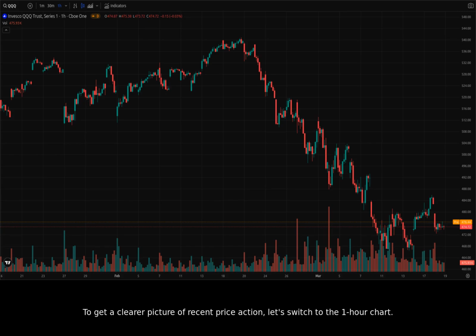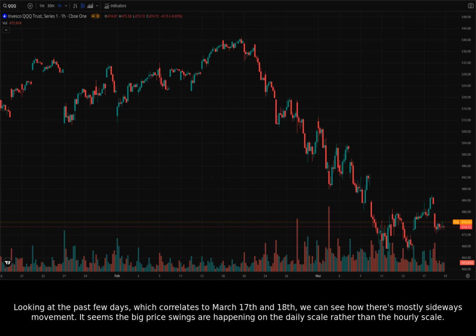To get a clearer picture of recent price action, let's switch to the 1-hour chart. On the 1-hour chart, we can better see the intraday volatility and potential short-term trading opportunities. Looking at the past few days, which correlates to March 17th and 18th, we can see how there's mostly sideways movement. It seems the big price swings are happening on the daily scale rather than the hourly scale.